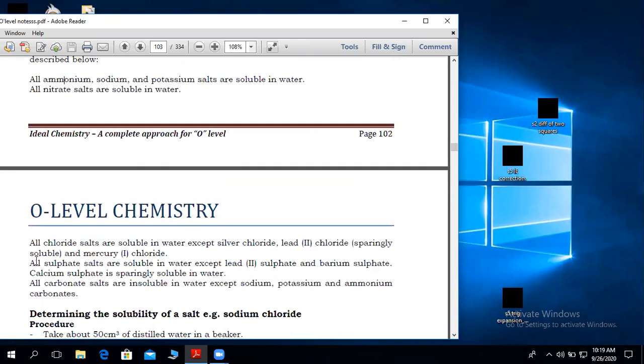All sulfates, this is the one Bate does not know. All sulfates, anything that has a sulfate dissolves in water except, that word except should be in bold, except lead-2 sulfate and barium sulfate. And you see, if you don't know these solubility rules, you are not going to pass the other question of preparation of salts. Because salts are prepared depending on whether they are soluble or insoluble.